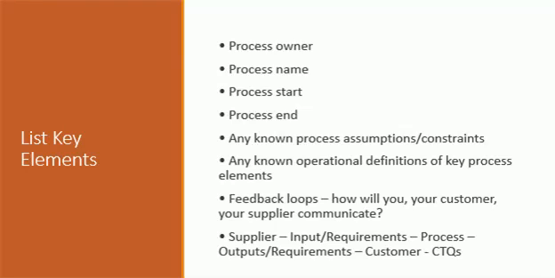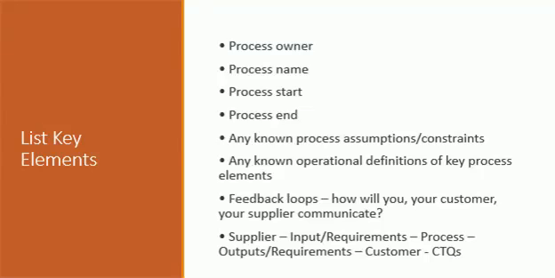Then other than that, if you have any constraints or known assumptions to your process, or any hurdles, you can also list them down. You can also write down the operational definitions of key processes or any related elements. And then feedback loops, that is, how your customer and your supplier will communicate with you. Mainly it is by email, complaints or feedback, or by call, or other things as you have noted down or as you have in your organization.